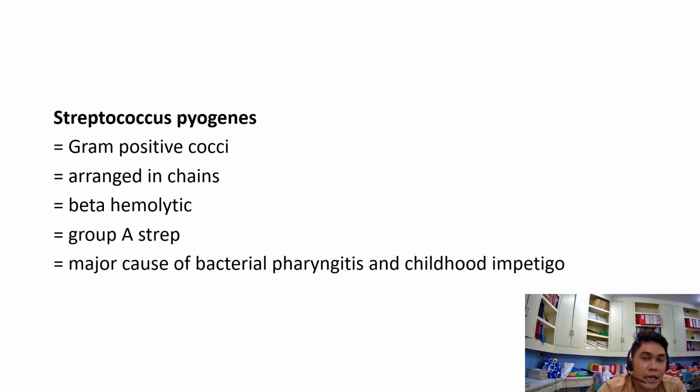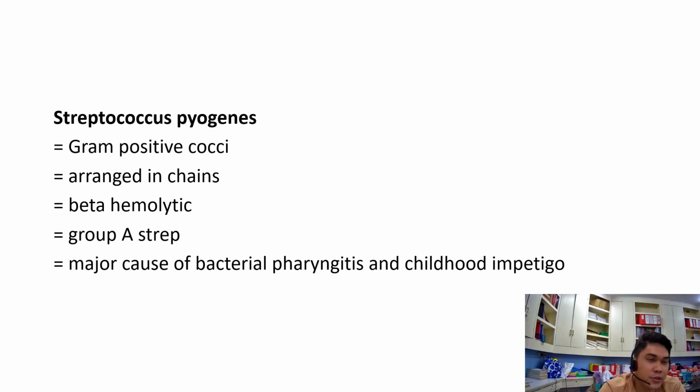In the Lancefield grouping of Streptococcus, Streptococcus pyogenes is classified as Group A strep. It is the major cause of bacterial pharyngitis, or sore throat, and childhood impetigo. Impetigo is a skin infection, and it is common with strep pyogenes.